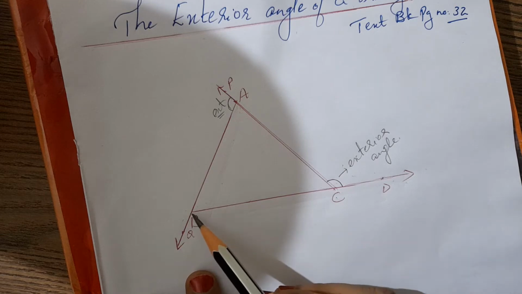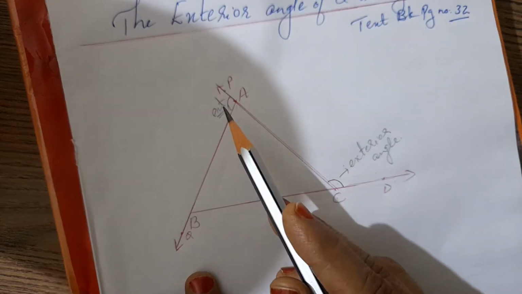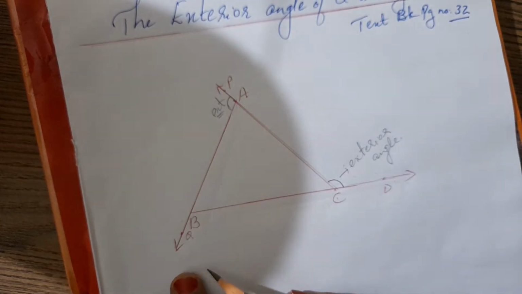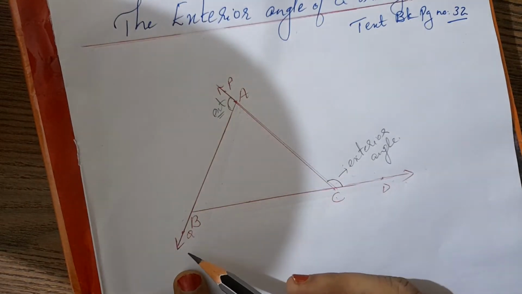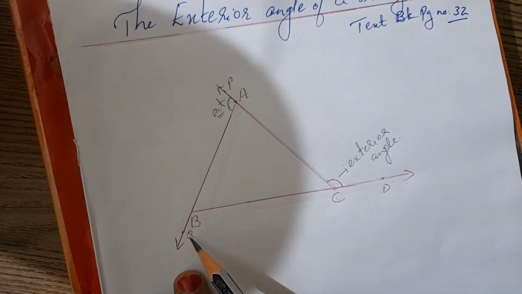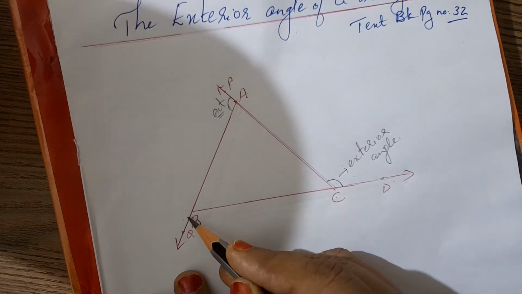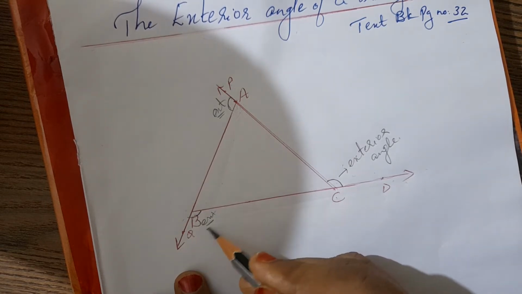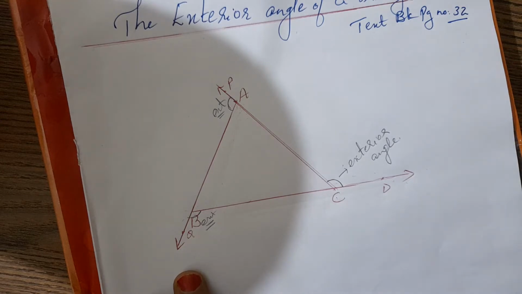Similarly, on this side, if I extend the side AB, here also I am getting one exterior angle, that is QBC. So this particular angle is your exterior angle. Okay.